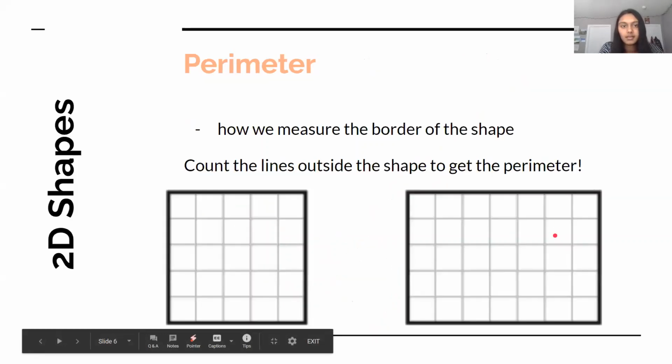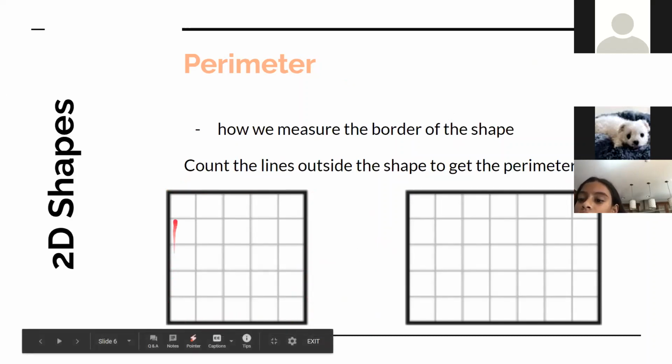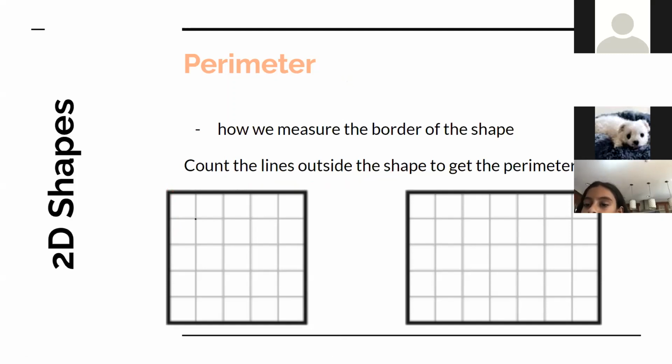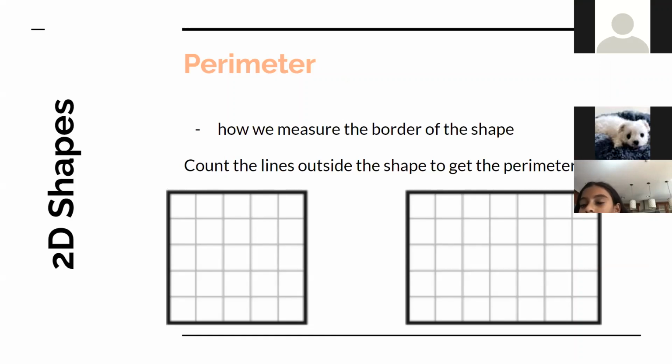Okay? So now we're going to look at what the perimeter is. The perimeter of a 2D shape is how we measure the border of the shape. So it's the length it takes to go all the way around the square. What we're going to do right now is find the perimeter by counting. If you want, you can count with me, okay?